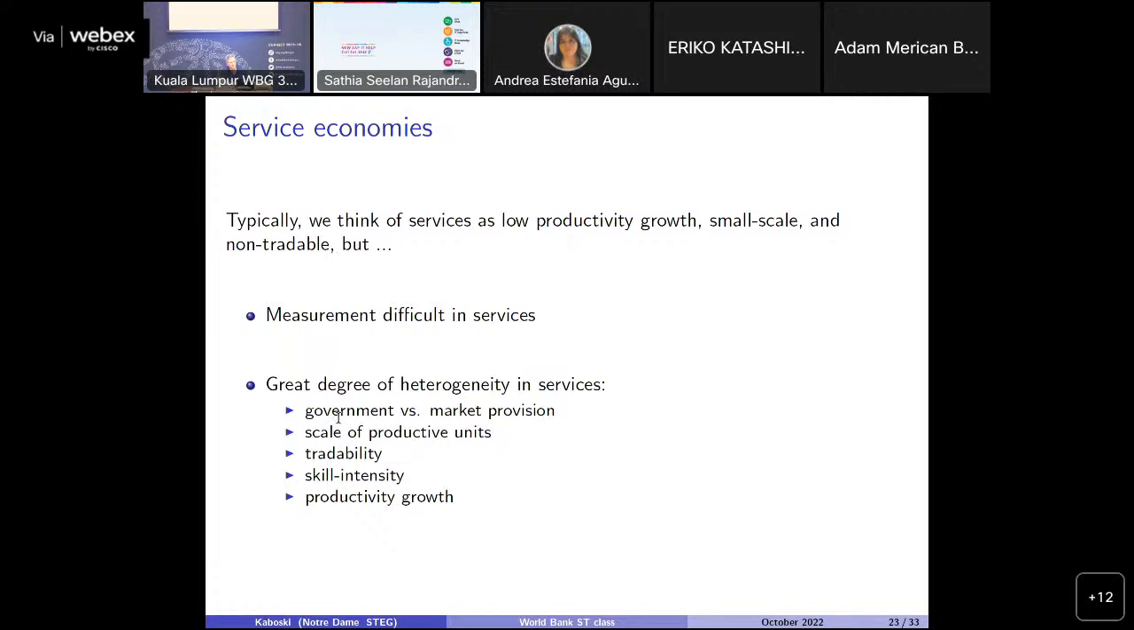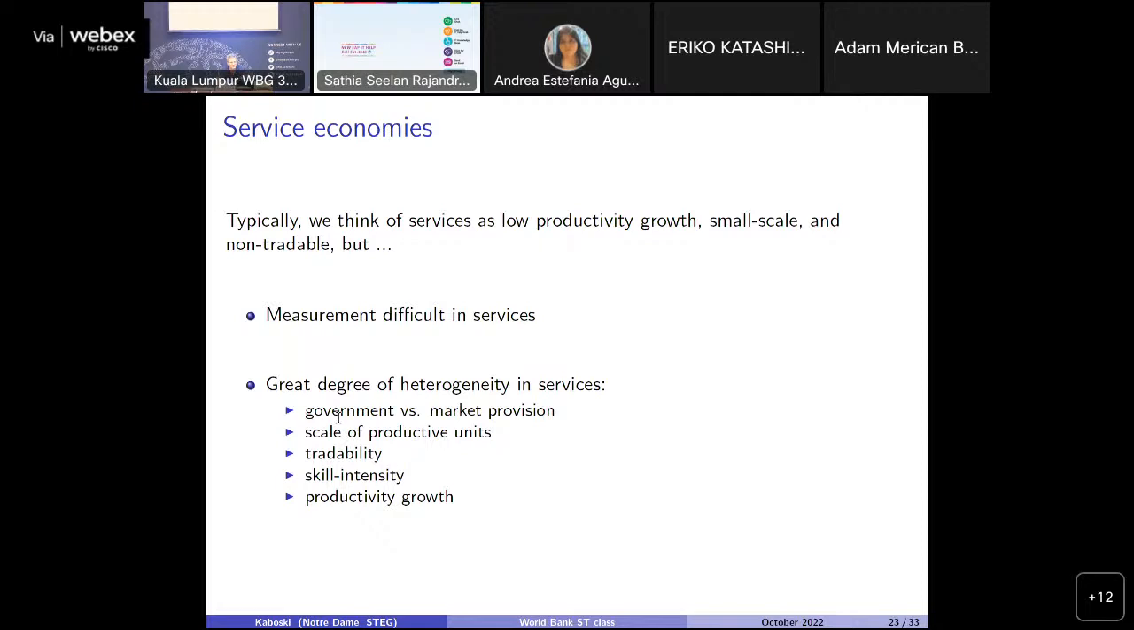One degree is government versus market provision. Retail services are typically market provided. Education, healthcare, in many countries, the government plays a very strong role in that. So that's already a big difference.